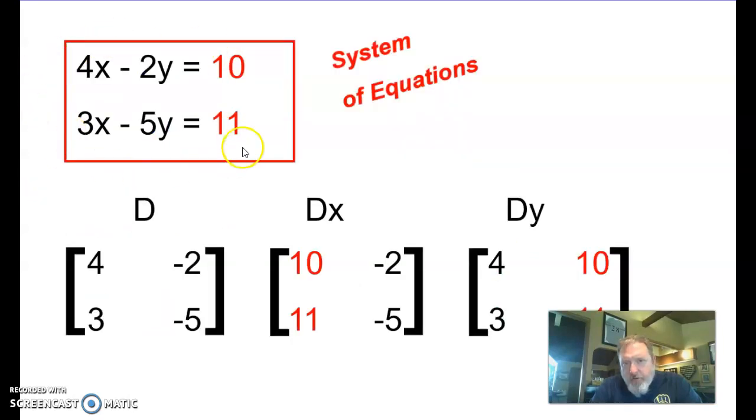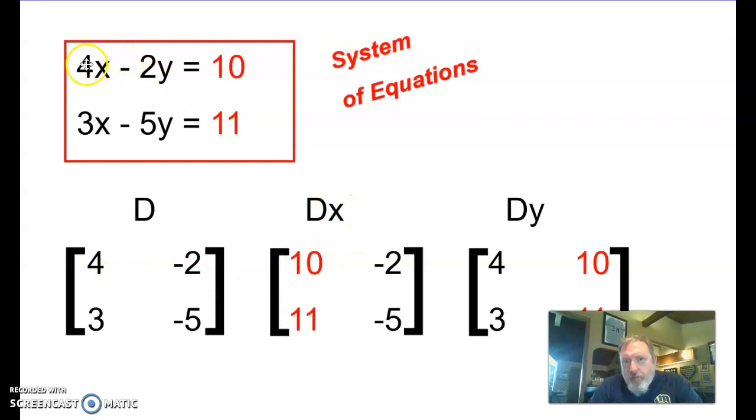So here's a system of two equations, two variables. You can see they both have x and y and what they're equal to. To set up our three matrices, D is just the coefficients of x and y. So 4, -2, 3, -5, as you see them in the equation, that's matrix D.